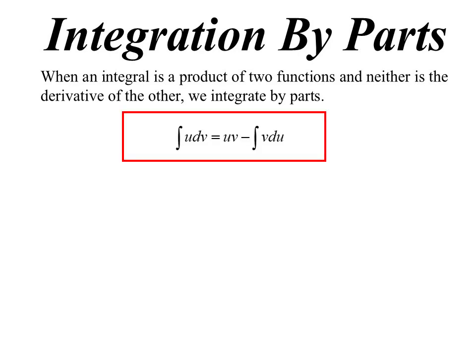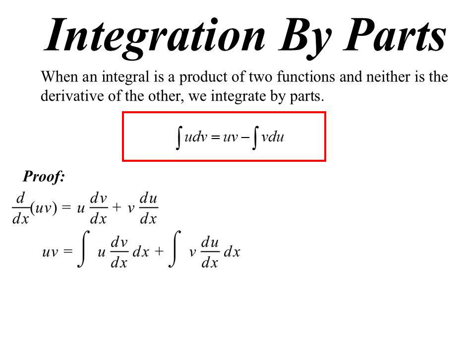Here's a formula. Some people call it the reverse product rule because that's where it comes from. Let's just do a proof. There's my product rule. Write down the first, if the second, plus write down the second, if the first. If I was to now integrate everything there with respect to x, well, on the left hand side, obviously it goes back to uv.